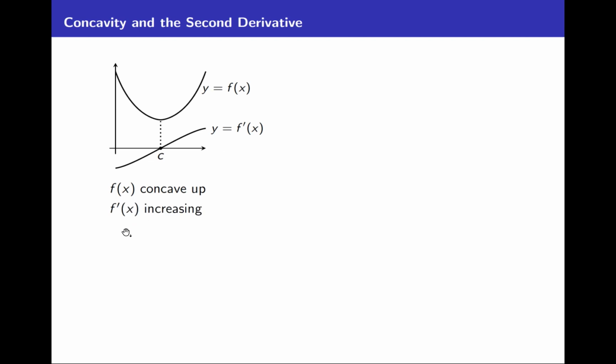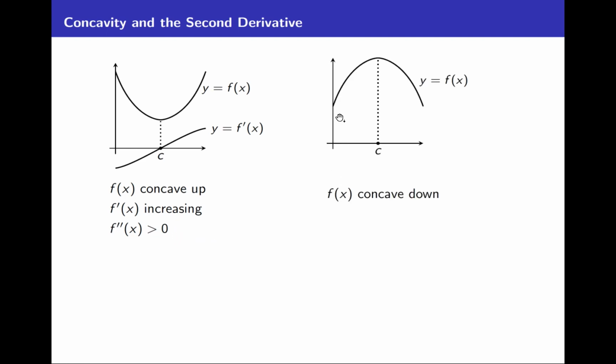It's an increasing function. And we know something about increasing functions. If a function is increasing, its derivative is positive. So here we have a function f prime of x that's increasing. So its derivative, which is f prime prime of x, has to be positive. So notice that concave up, f of x, is signaled by the second derivative being positive. By contrast, think of concave down, as indicated here.